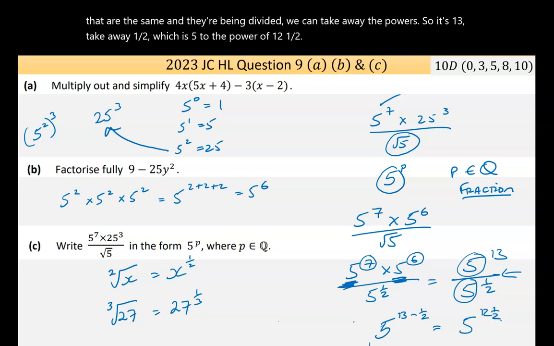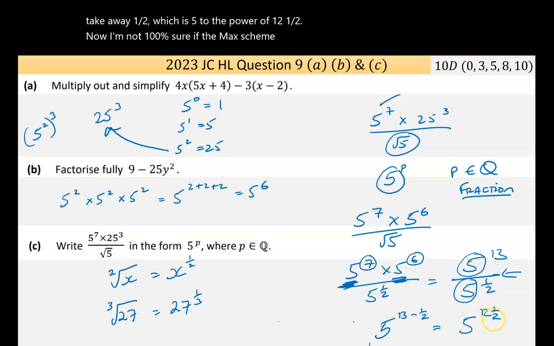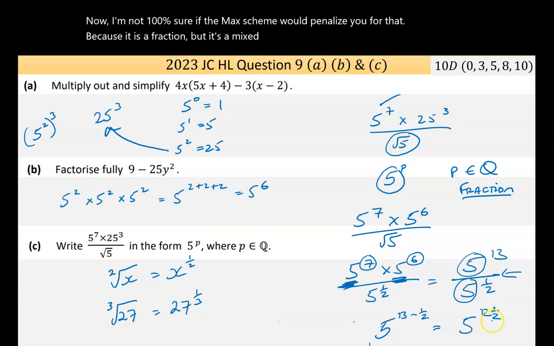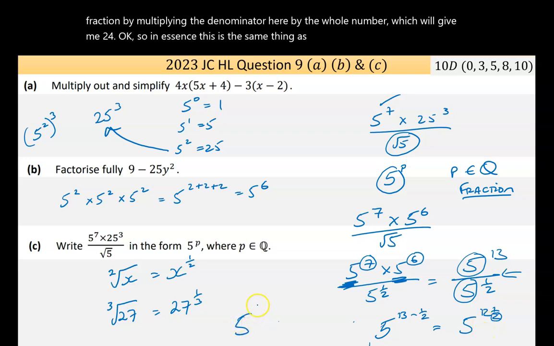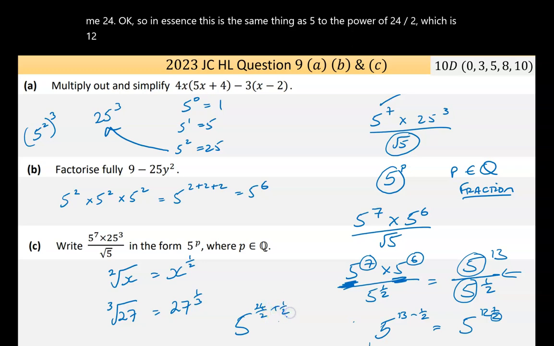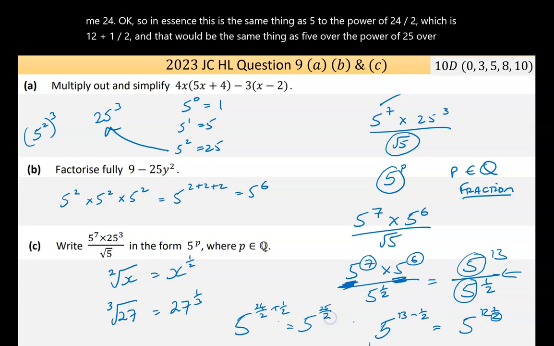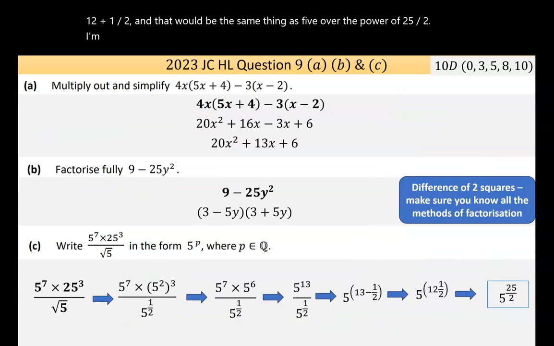Now, I'm not 100% sure if the mark scheme would penalize you for that, because it is a fraction, but it's a mixed fraction. I can convert that to an actual fraction by multiplying the denominator here by the whole number, which will give me 24. So in essence, this is the same thing as 5 to the power of 24 over 2, which is 12, plus 1 over 2, and that would be the same thing as 5 to the power of 25 over 2. I'm right. Yeah, okay.